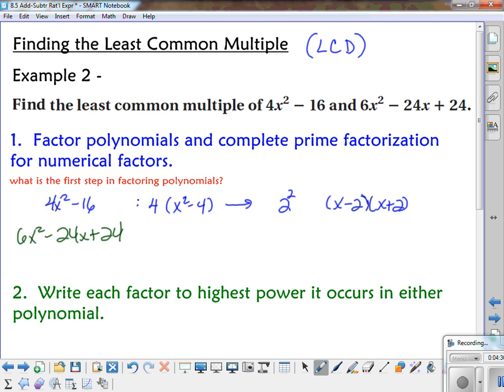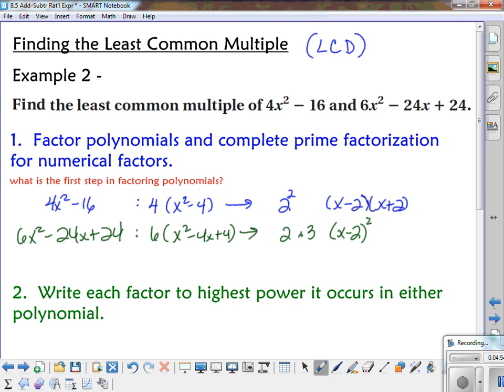And then for the second one, I can take out a 6, and I'm left with x squared minus 4x plus 4. That becomes 2 times 3, and then it's x minus 2 times x minus 2, which I'll write as a power, x minus 2 squared.